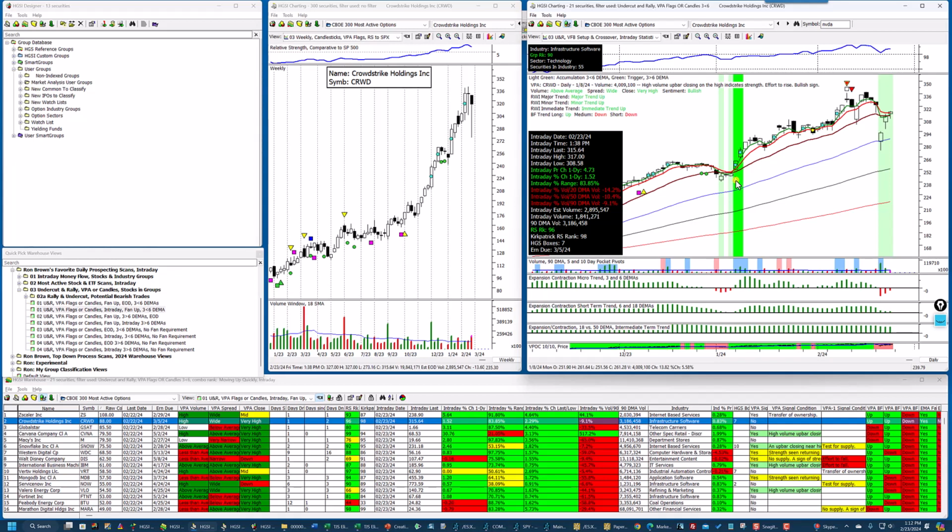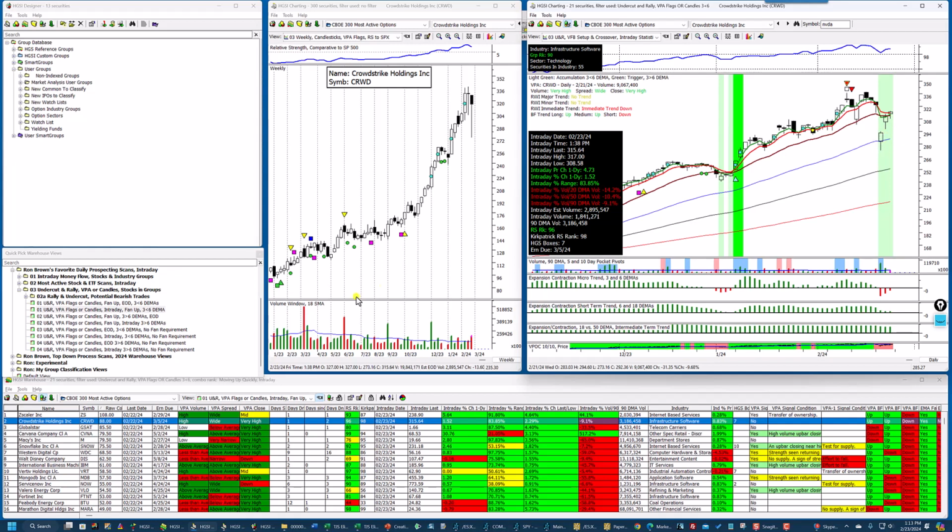High volume up bar closing on the high indicates strength as that crossed over. Moved up, it stayed above the 3 all the way until here. This was some bad news, but the bulls are bullish. People that are bullish on the stock, traders, thought, what a bargain. I've got a gift. I'm going in to buy.